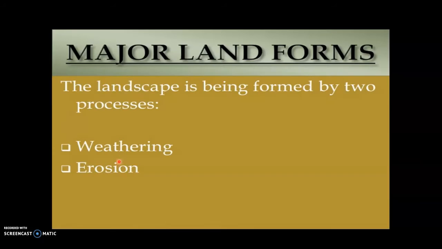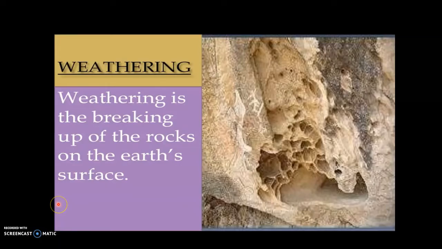Major landforms. The landscape is being formed by two processes, weathering and erosion. The landscape is continuously worn away by two processes. Which are they? Weathering and erosion. So first one is weathering. What do you mean by weathering? Weathering is the breaking up of rocks on the earth's surface.